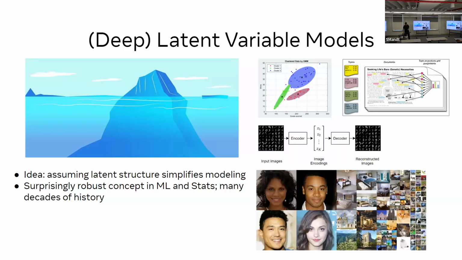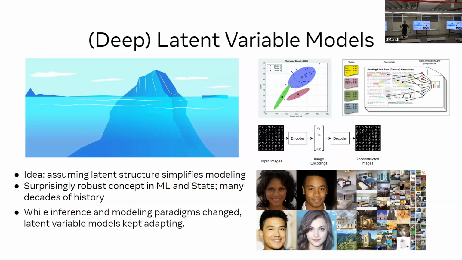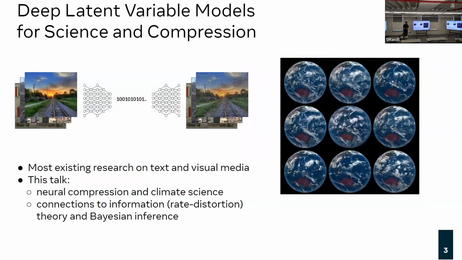The point I want to make here is, again, while inference algorithms and paradigms have constantly changed over all of these years, for some reason this idea of a latent variable has always been there. As I said, I want to focus on two application areas that got comparatively little attention. On the one hand, compression, and on the other hand, natural science.